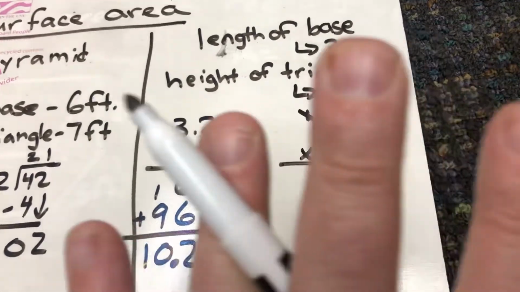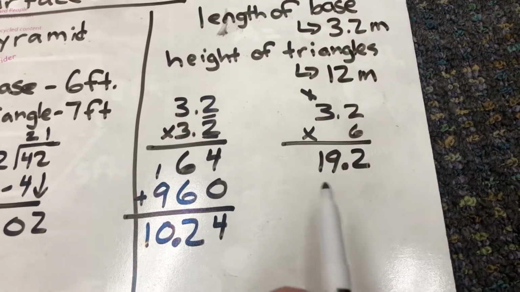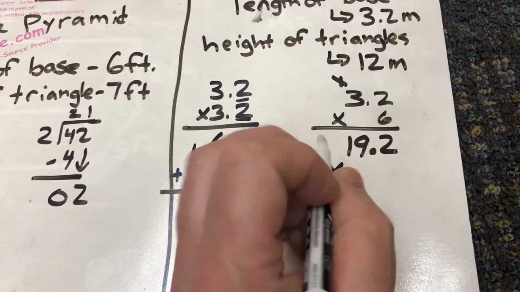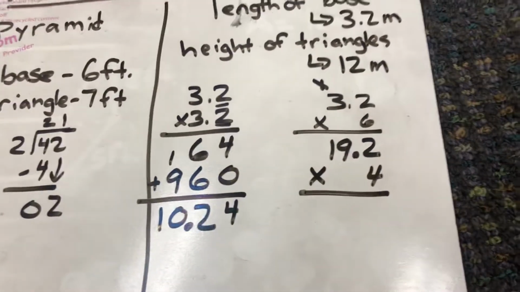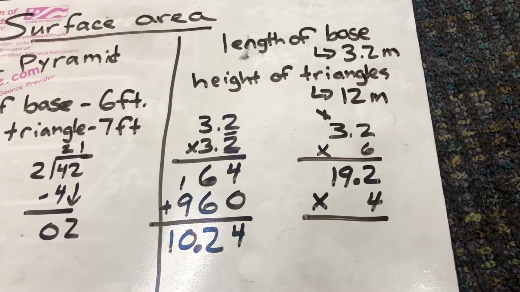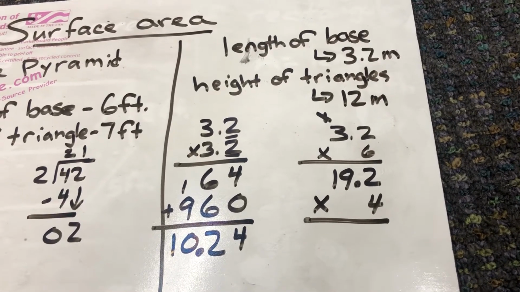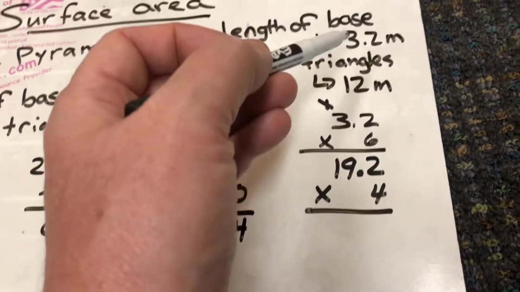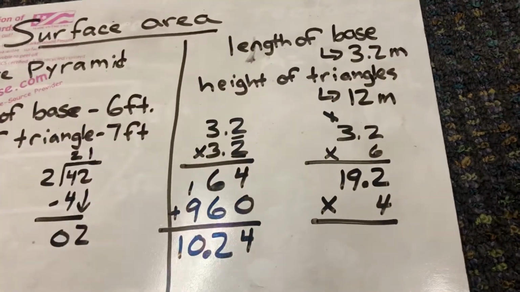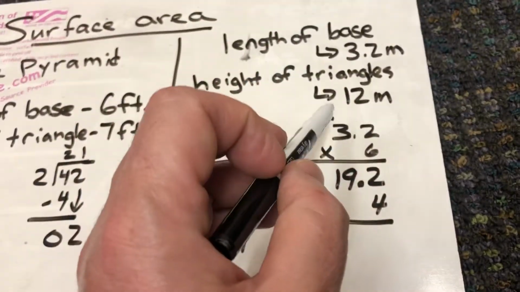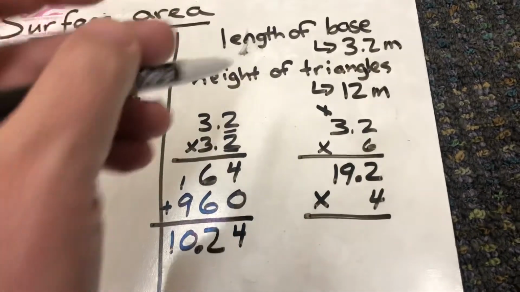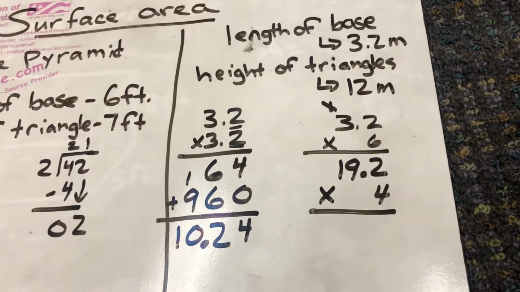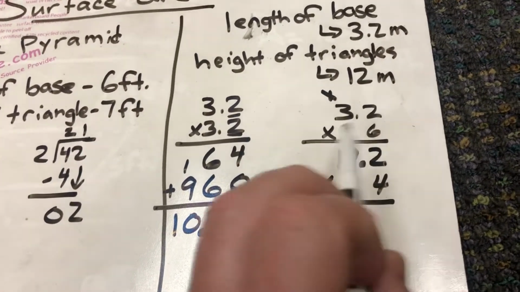But I have 4 congruent triangles. So one of them is 19 and 2/10, but I have 4 of them, so I need to multiply that by 4. Now, for those of you that are getting a little stressed out that I did not divide by 2 for my base times height divided by 2, remember what I did. You can take one of your numbers and divide it by 2 at the beginning and make it a little more efficient. 3 and 2/10 times 12, and then that cut in half is going to be the same as 3 and 2/10 times 6, which is half of 12. It's going to be half the amount. So that's why I did it that way.